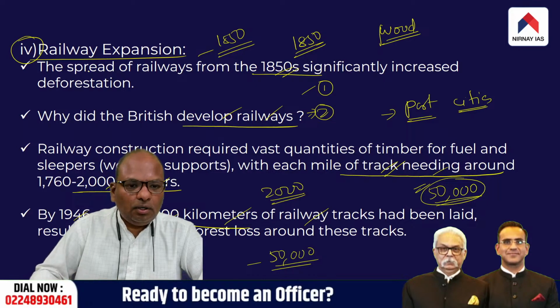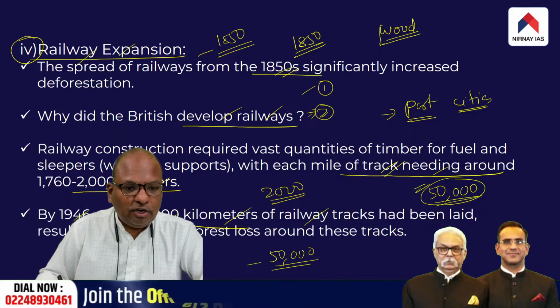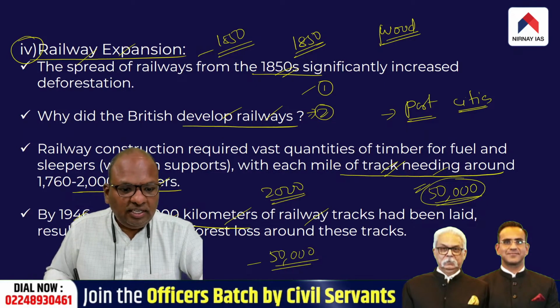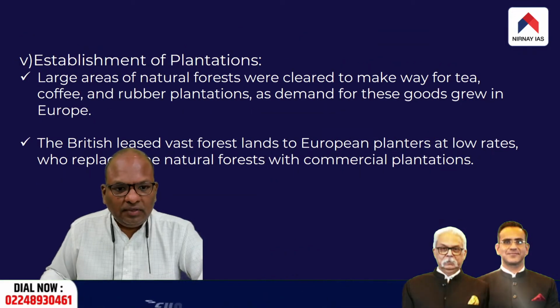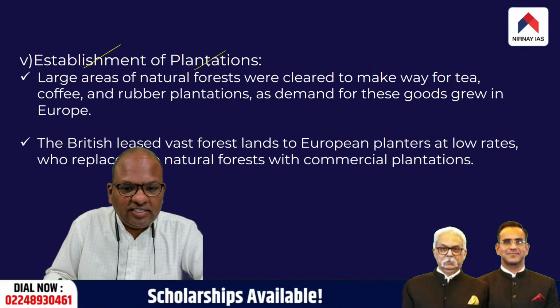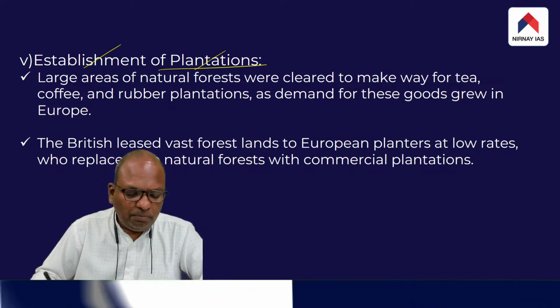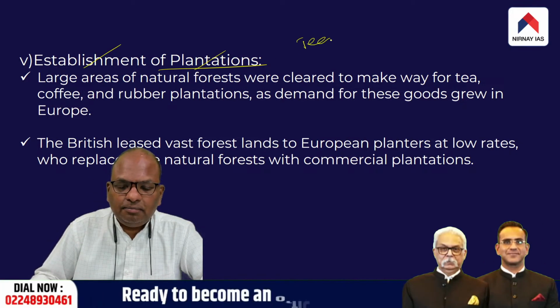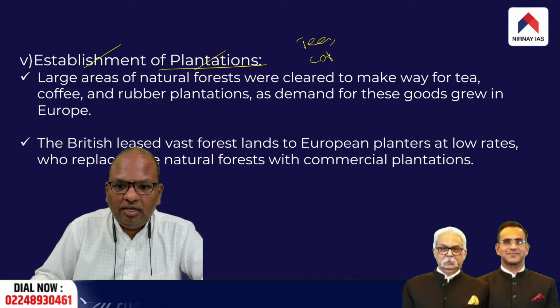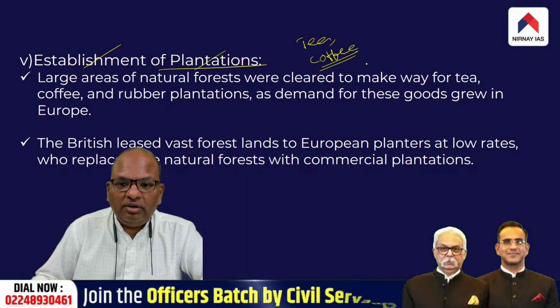Fine. So the fourth reason for deforestation during the colonial time is railway expansion. The fifth reason is introduction of plantations. In Europe there was a lot of demand for tea, a lot of demand for coffee, and also a lot of demand for rubber.